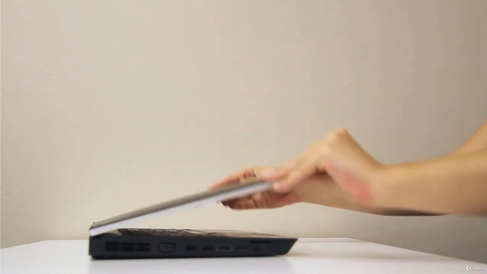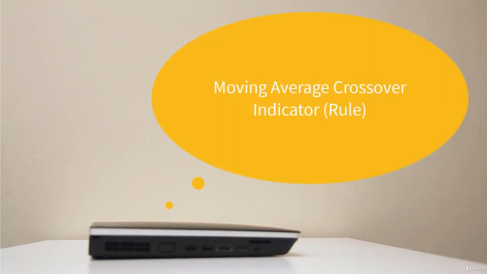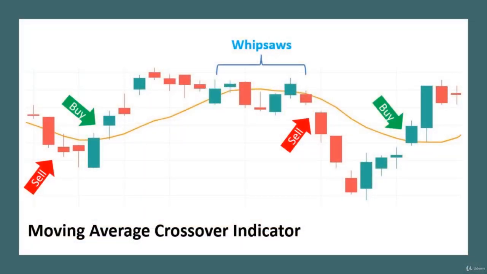And the concept we're going to use is an easy one to get started with. It's called the moving average crossover indicator, or moving average crossover rule. What it is: you have your prices on a chart here. We have red for down days and blue or green or black or whatever for up days. You can see where the prices are going up and down, and through them is this orange line.